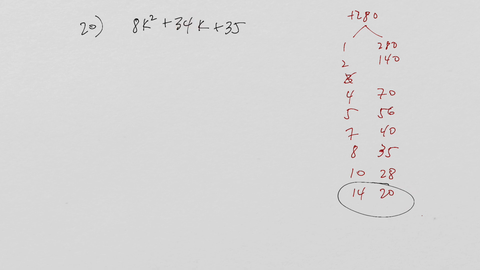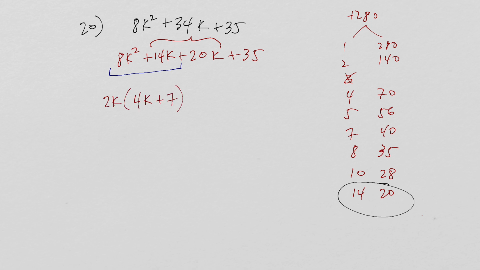So this I'll rewrite as 8k squared plus 14k plus 20k plus 35. These are my middle two numbers. I'll group these two by factoring by grouping, by taking out a 2k, and that'll leave a 4k plus 7. So I know this is 4k plus 7. Then what I put here to multiply to that must be a positive 5.